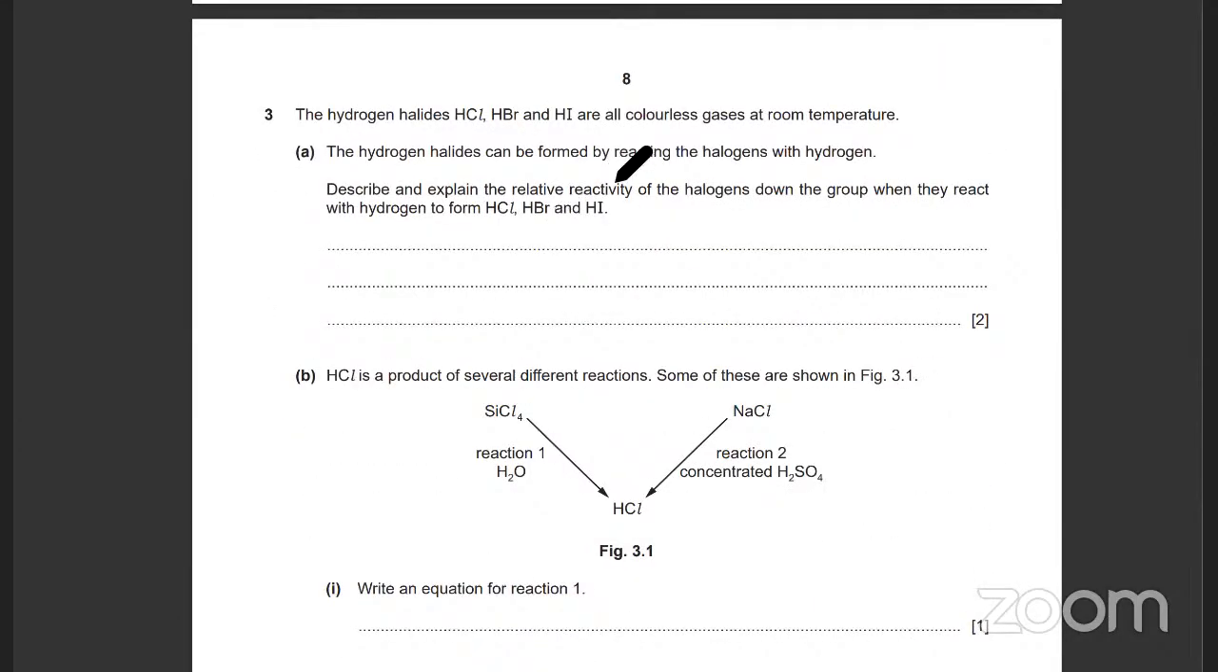Now describe and explain the relative reactivity of the halogens down the group when they react with hydrogen to form HCl, HBr, and HI. So how does the reactivity change down the group? Who's more reactive? Fluorine, F2. Okay, so the reactivity actually decreases down the group. And you've got to explain this as well. So what's the explanation for this? Why are they becoming less reactive?